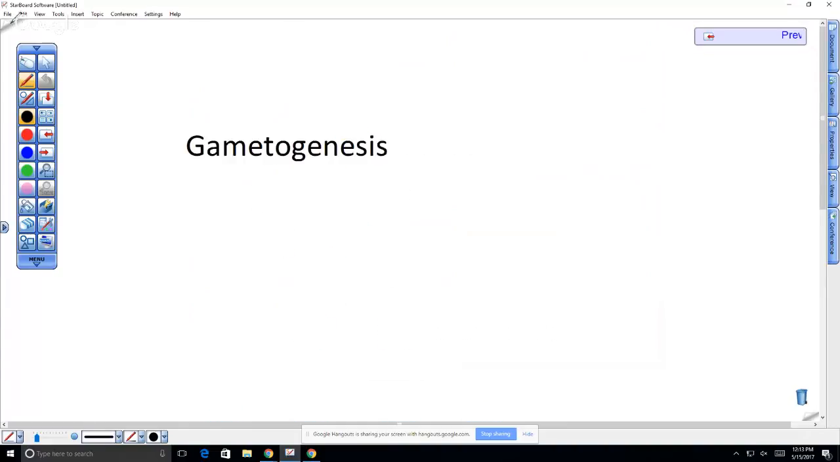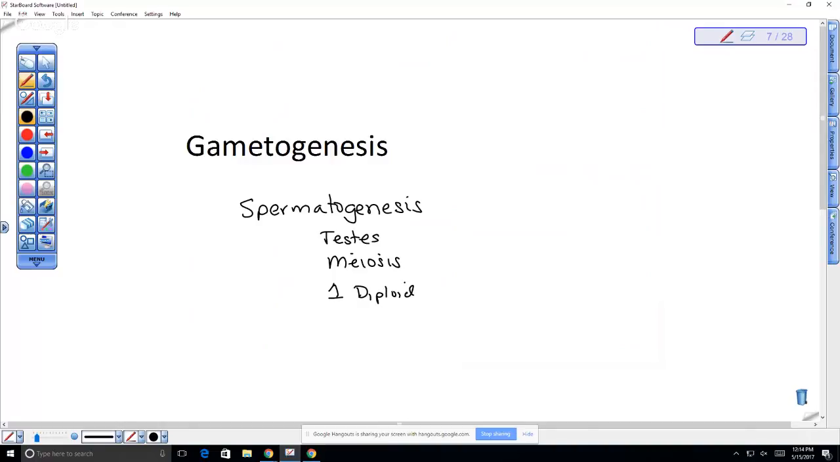Okay, so we're going to talk about meiosis in a little bit more detail. So these are 2 examples of meiosis. This is called gametogenesis. So if you think about what genesis means, the production of, right? Gameto means the production of gametes. So we have spermatogenesis. Right? This takes place in the testes. It is meiosis that produces them. And for one diploid cell, we produce 4 haploid cells.